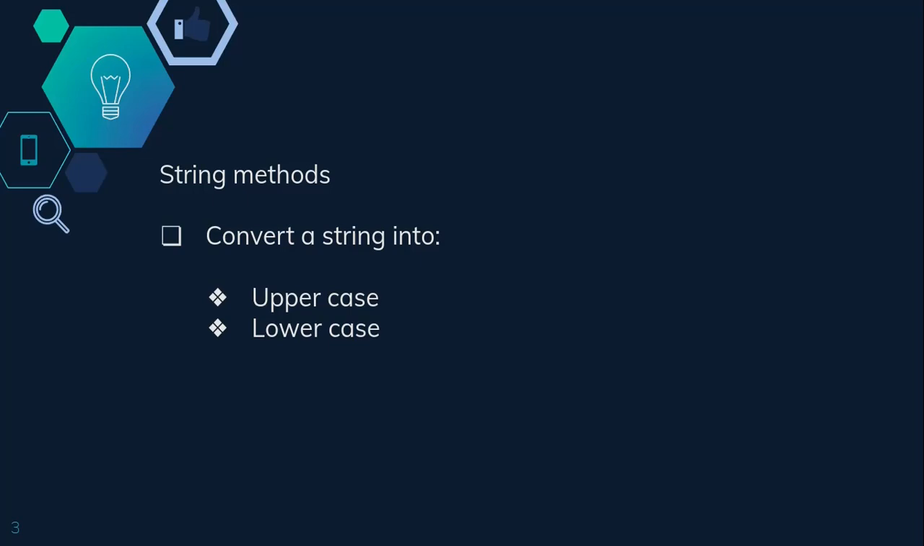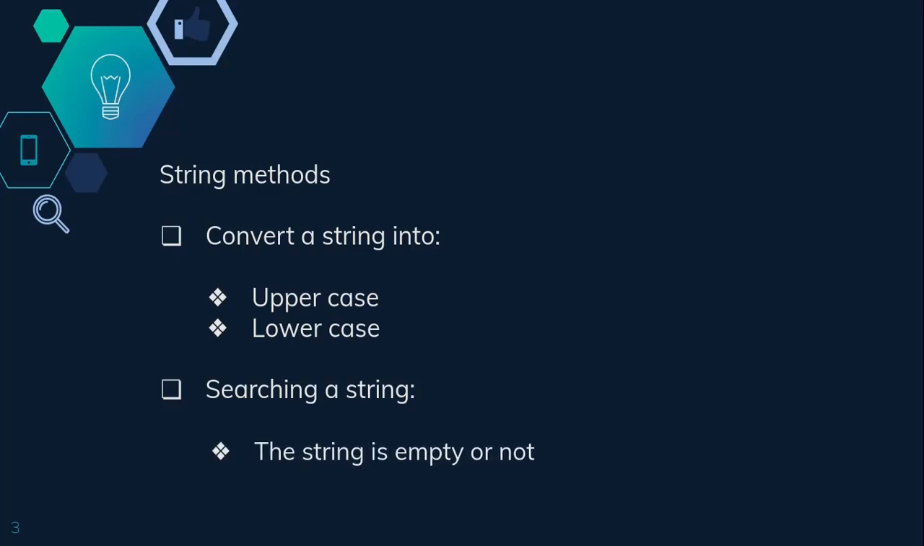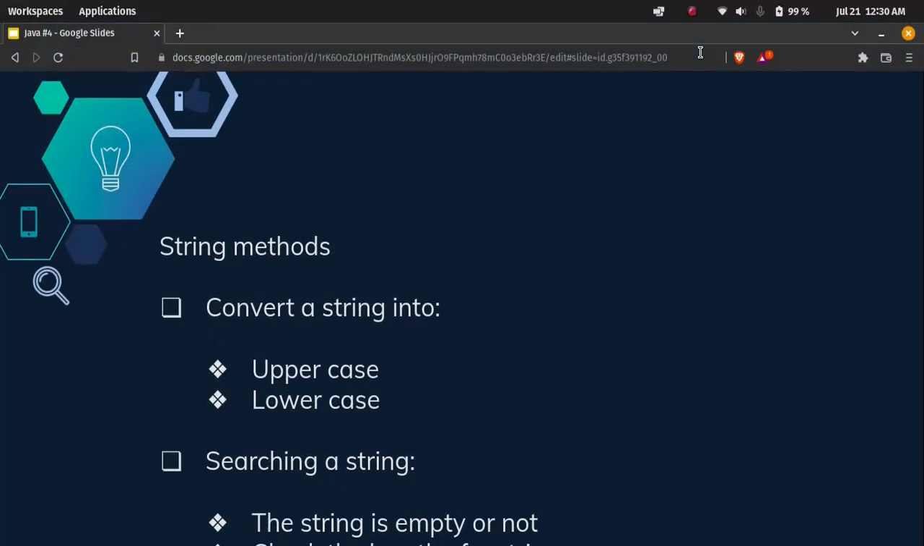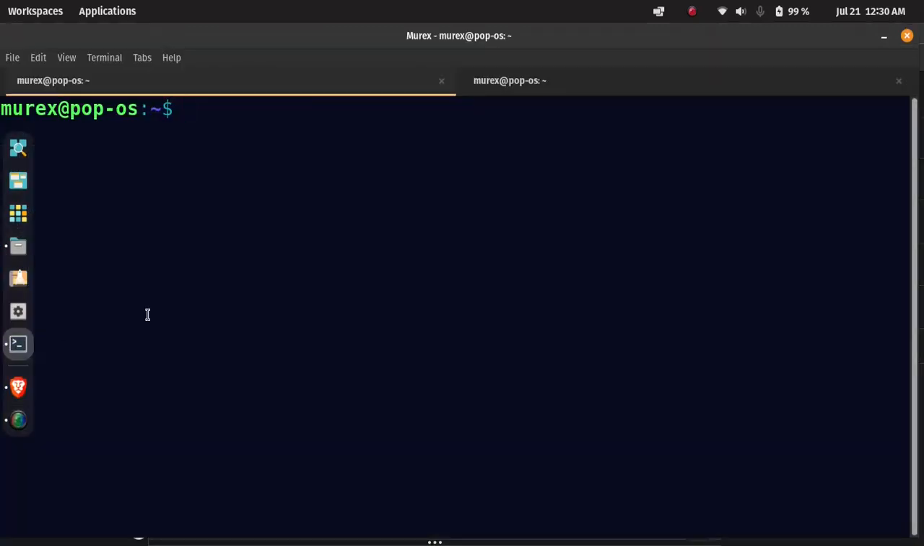And then let's check out the searching of a string. When you're searching a string, you're looking for something, but you're not touching or affecting the string. The string remains the same. What we're going to do there is check if the string that we have is empty or not, and then we're going to check the length of the string. So let's head over to the coding side and explore this before we move on to the switch statement.